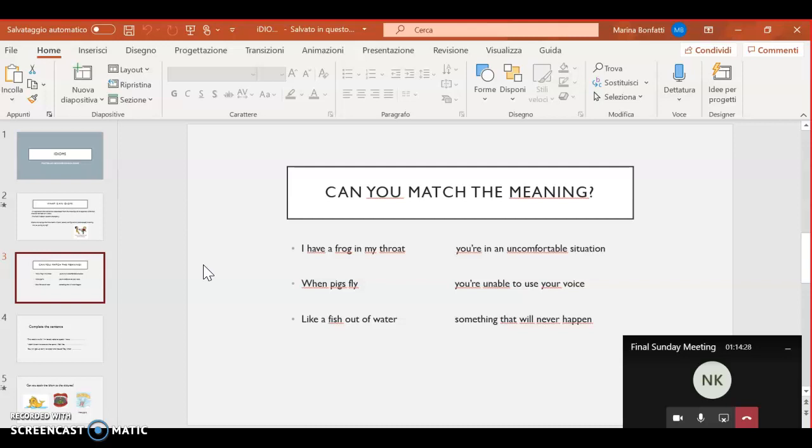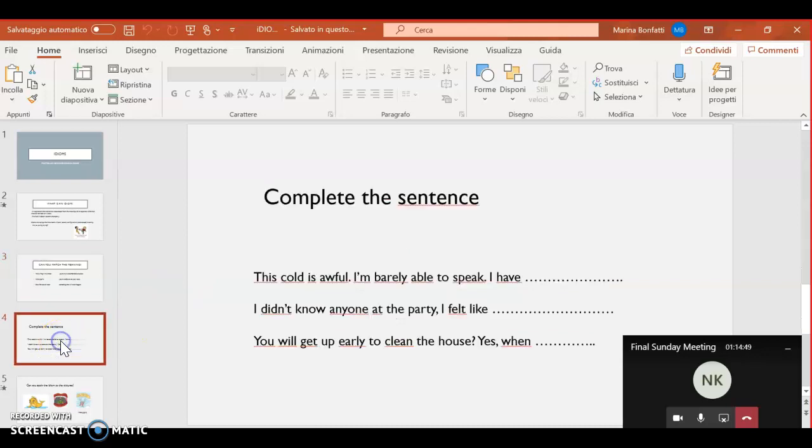So I have a frog in my throat. Do you know which one it is? Of course. Okay. When pigs fly? Of course. Okay. And feeling like a fish out of water? Uncomfortable. Okay. When you are uncomfortable. Okay. Next slide. They should complete the sentence.